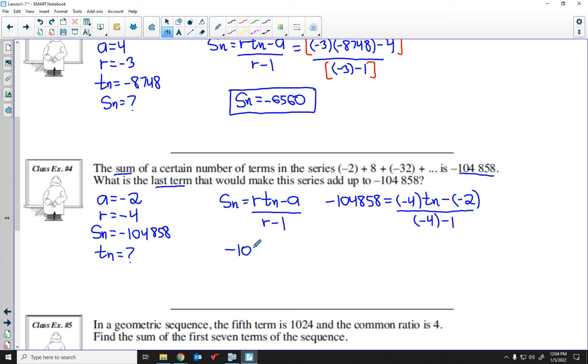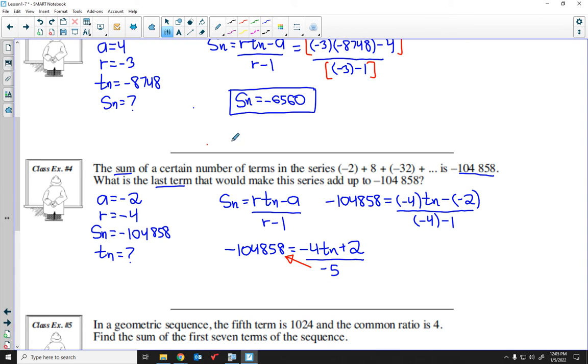So this would then be negative 104,858 equal to negative 4 t of n. And then subtracting a negative, we're going to add a positive. So it's going to be plus 2. And then I'm going to divide by negative 4 minus 1, which is negative 5. Now, in order to solve this, I need to get this negative 5 out of the denominator. The easiest way to do it is just to cross multiply because you have a single term on the left-hand side of the equation. Cross multiplying would be equivalent to just multiplying both sides of the equation by negative 5.